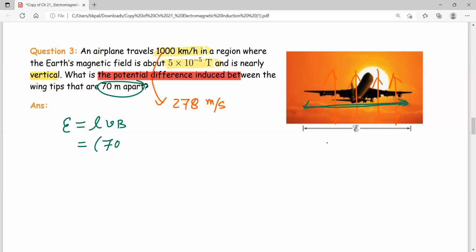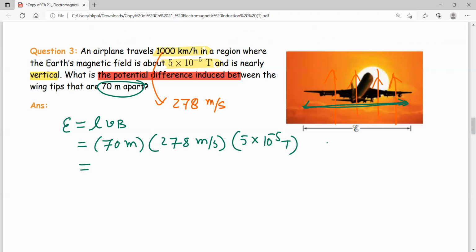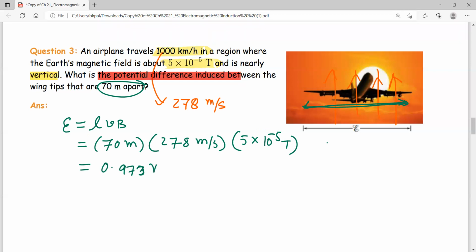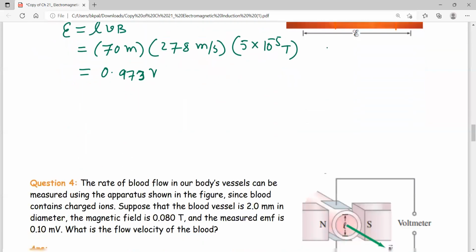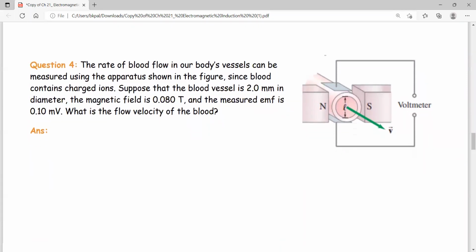L is 70 meter, V is 278 meter per second, and the magnetic field is 5 times 10 to the power minus 5 Tesla. Altogether it gives me 973 volt, approximately 1 kilovolt. All right. The next one is very similar. It's again the motional EMF.